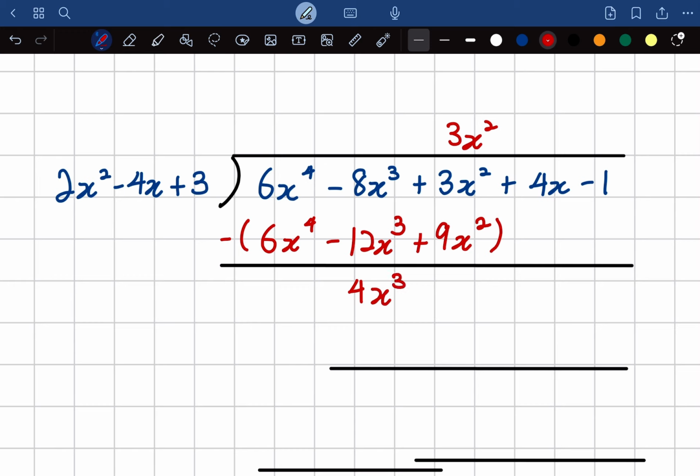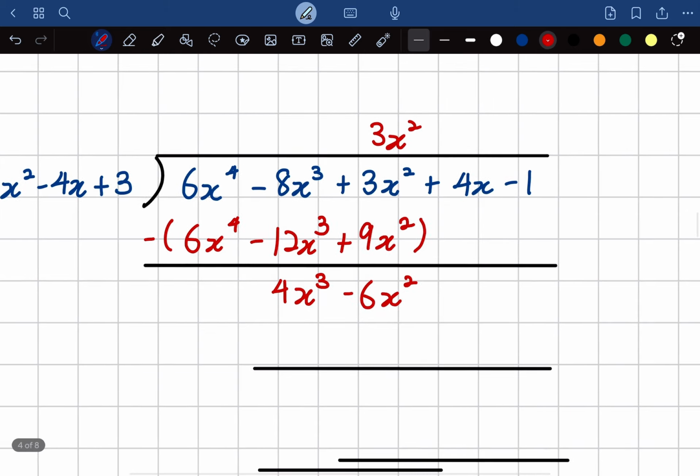Okay, then moving on, this is 3x squared, subtract away 9x squared. So therefore from here I'll get negative 6x squared. Okay, and I can bring down the remaining terms over here. Here I have a 4x and a minus 1. So I can bring this down because nothing happens to these terms.